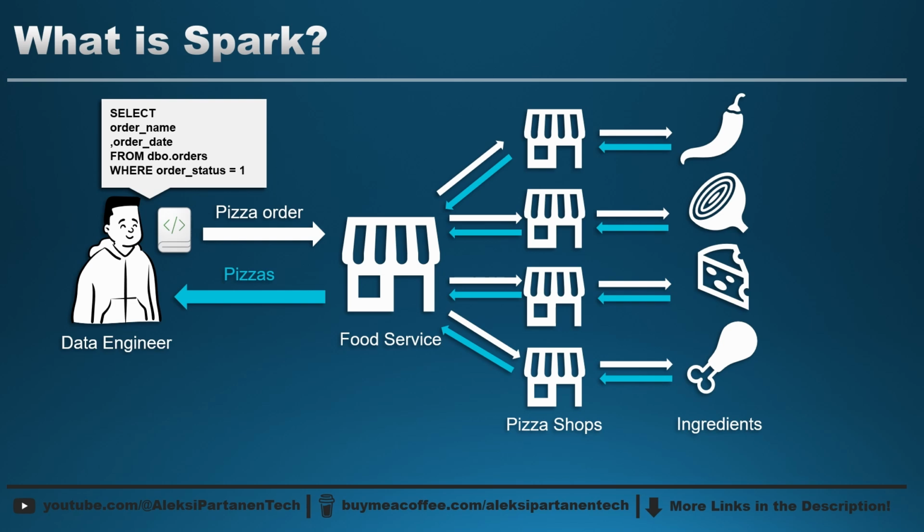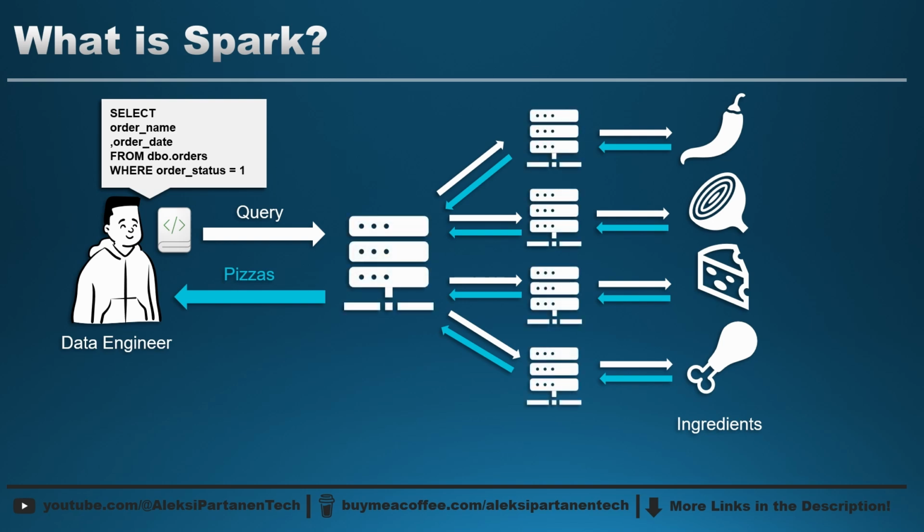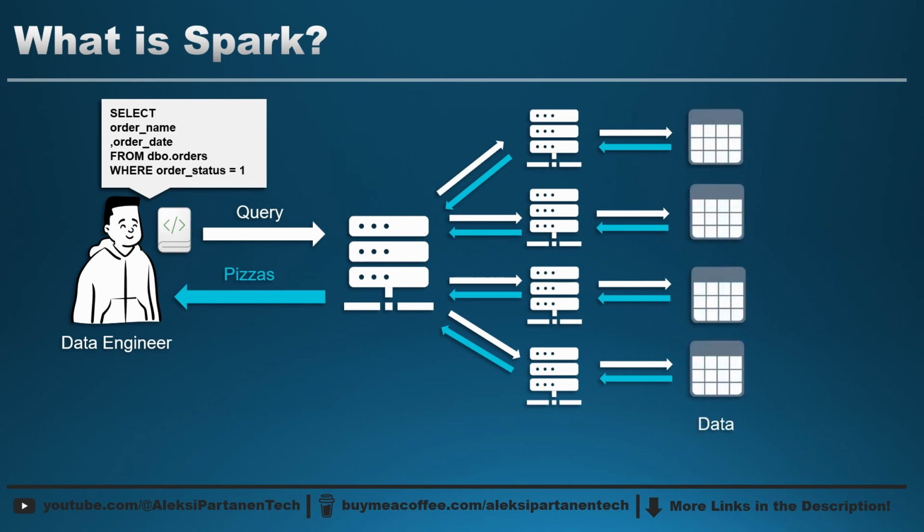And of course, we are not sending that query to a food service, and we can replace the food service and those pizza shops with computers or nodes that will process the query. And instead of using food ingredients, we use data that gets processed in parallel using these different compute resources. And then the result of the query is returned back to the data engineer.